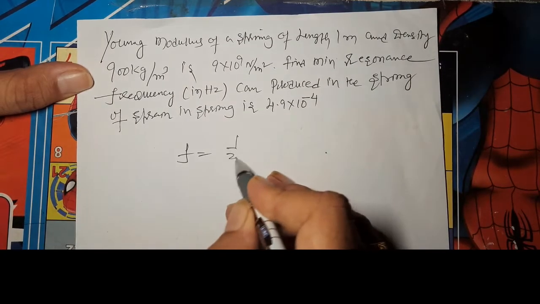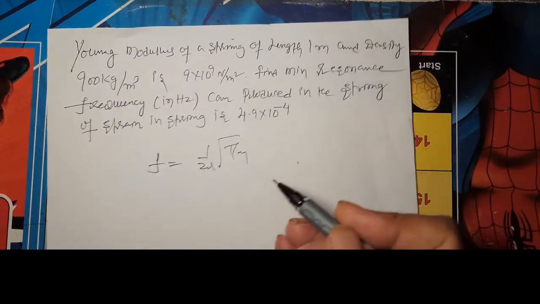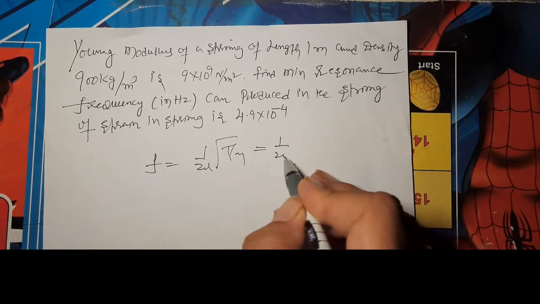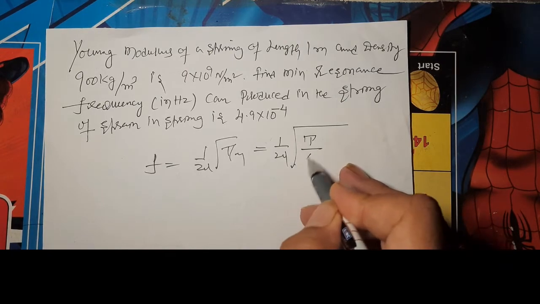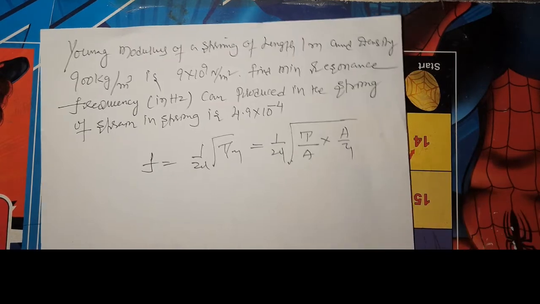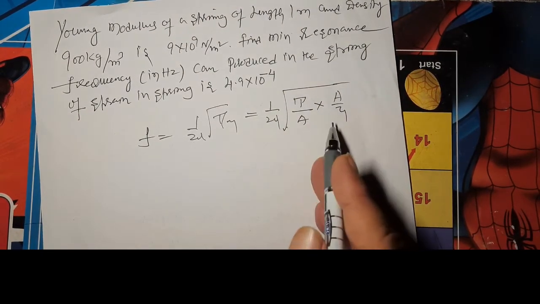F is equal to 1 by 2L square root of T by mu. So, this can be written as 1 by 2L square root of T by A into A by mu. T by A into A by mu. There is no change in value.